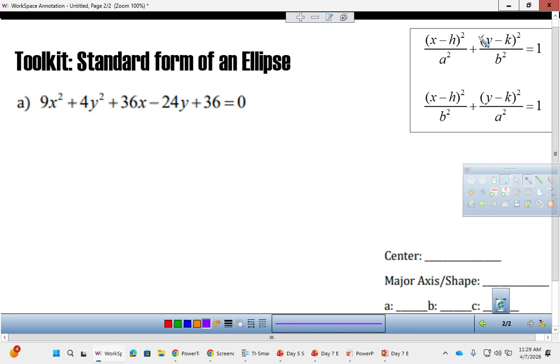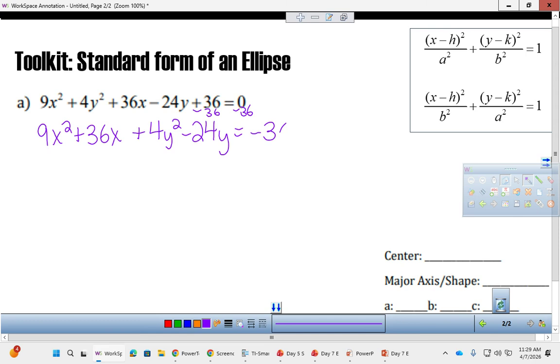So here's what I'm going to do first. I'm going to rearrange this so that my x's are together, my y's are together, and my non-y's, that plus 36, is going to go to the other side of the equation. So all I want on the left-hand side are the x's and the y's. So that plus 36, I'm subtracting, I'm moving it to the other side. It's page 7 of the toolkit.